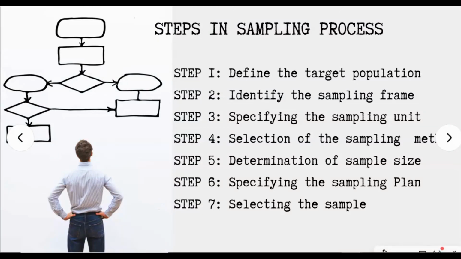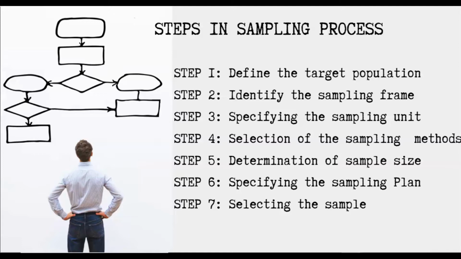Next, steps in sampling process. Step number 1, defining the target population. Defining the population of interest for research is the first step in sampling process. In general, target population is defined in terms of element, sampling unit, and time frame. The definition should be in line with the objective of the research study.